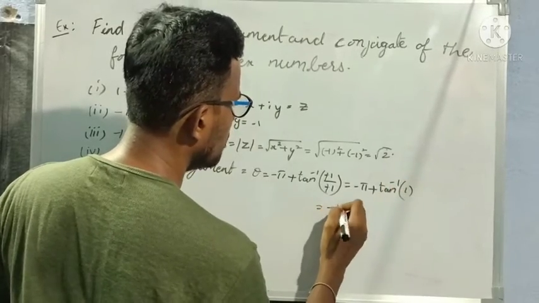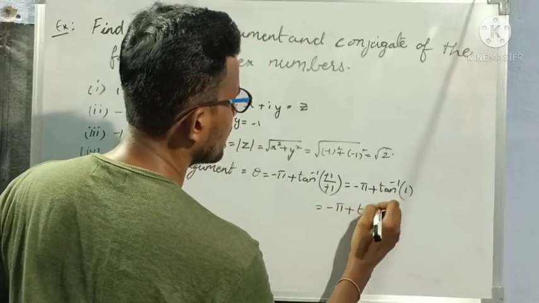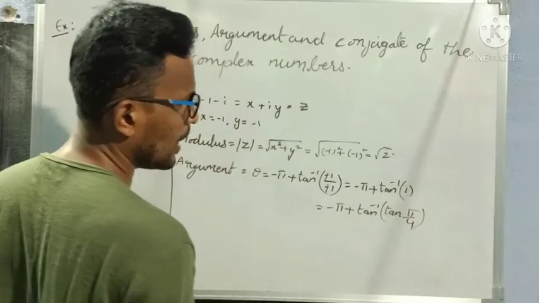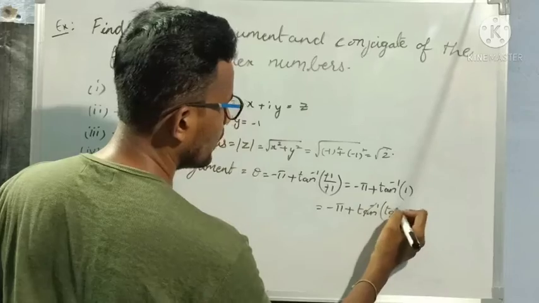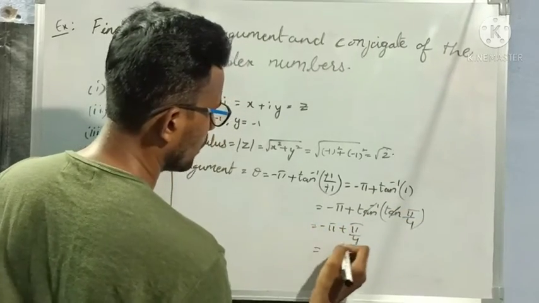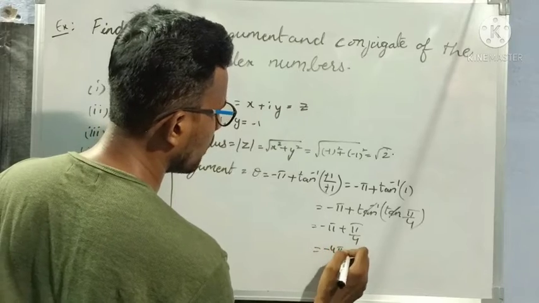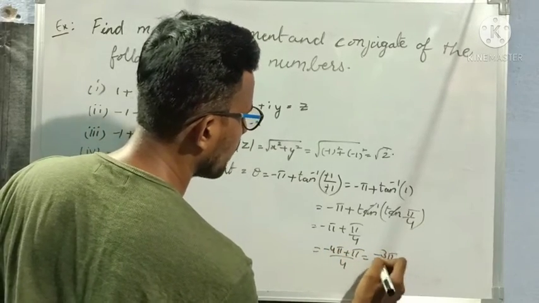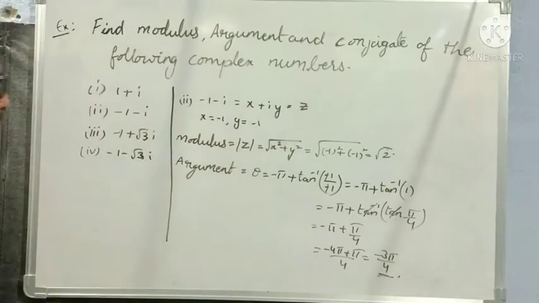So that is equal to minus pi plus tan inverse of tan pi by 4. Tan 45 is 1, correct? So tan inverse tan gets cancelled. Minus pi plus pi by 4. If I take LCM here, minus 4 pi plus pi by 4. Minus 4 pi plus pi is minus 3 pi by 4, is my argument value.